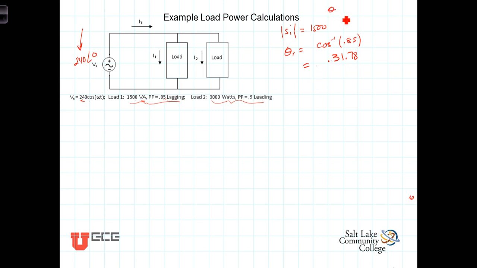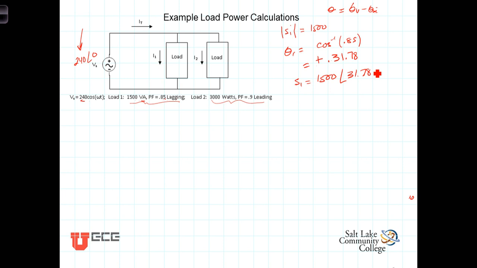We know that theta, the power factor angle, is equal to theta v minus theta i. We're told that it's lagging. Lagging refers to what the current is relative to the voltage. So this is saying that the current is behind the voltage, which means that theta i is going to be smaller than theta v, which means that theta will be positive. So we now know that S1 is equal to 1500 angle 31.78 degrees.